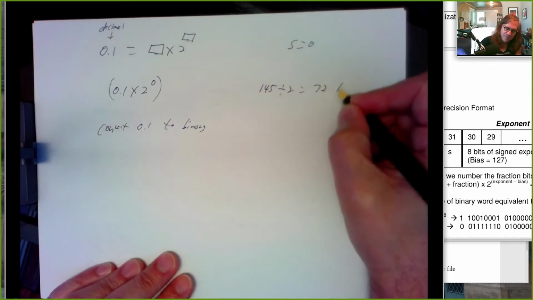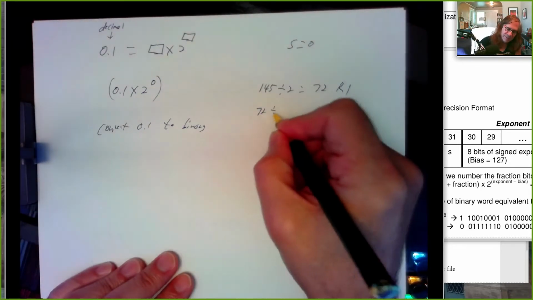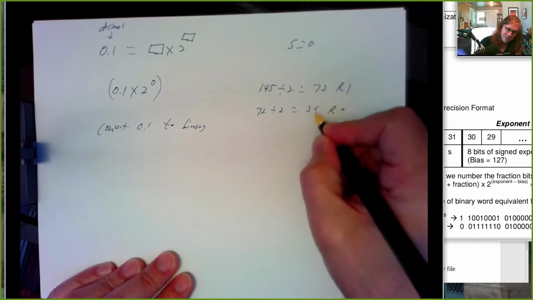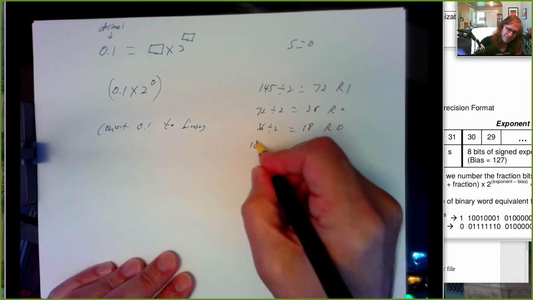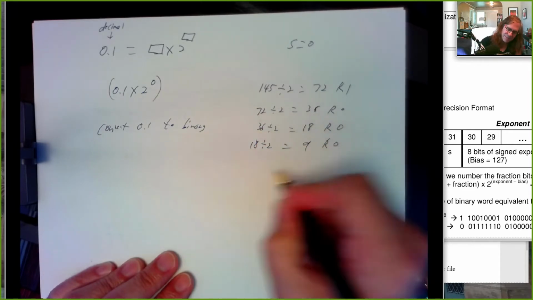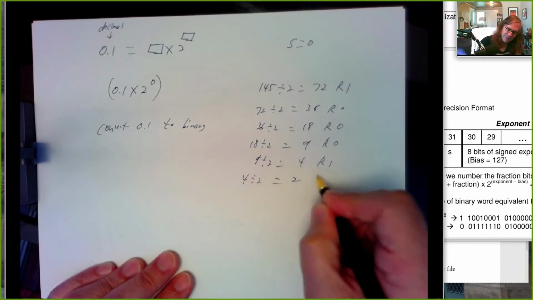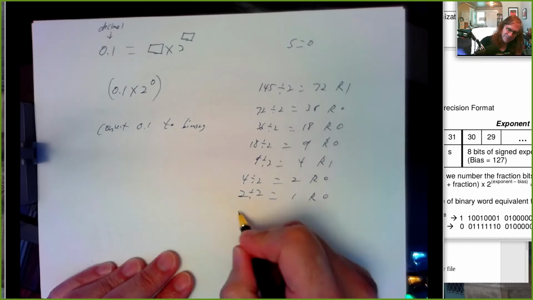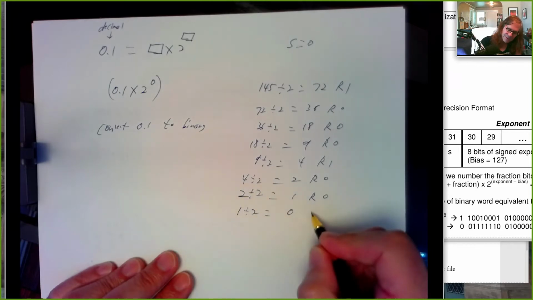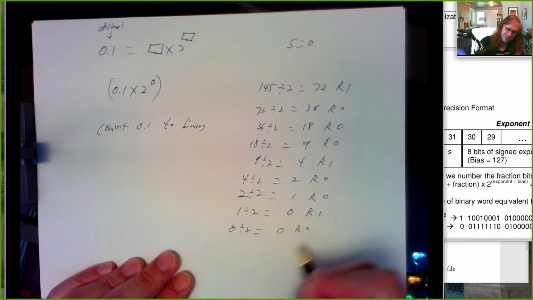So 145 divided by 2 is 72 with 1 left over. 72 divided by 2 is 36 with nothing left over. 36 divided by 2 is 18 with nothing left over. 18 divided by 2 is 9 with no remainder. 9 divided by 2 is 4 with 1. 4 divided by 2 is 2 with nothing left over. 2 divided by 2 is 1 with nothing left over. And 1 divided by 2 is 0 with 1 left over. And then if I do 0 divided by 2, I'll just keep getting the same thing.